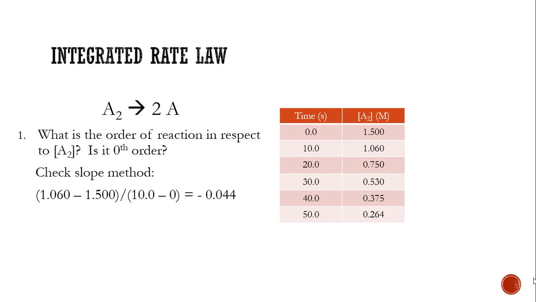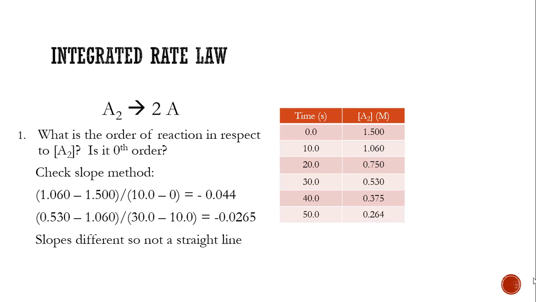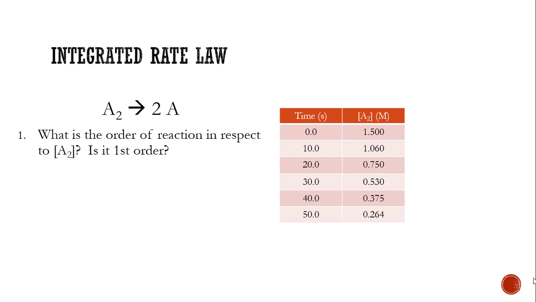I pick 0 to 10 seconds and get a slope of minus 0.044. I decide to check from 10 to 30 seconds and I get a slope of minus 0.0265. The slopes are very different, so this cannot be a straight line, so it cannot be a zero-order reaction. So now you say, is it first order?